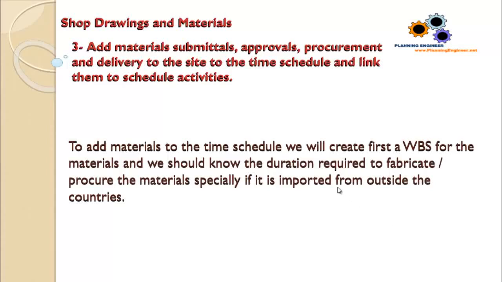Part number 3, add materials, submittals, approval, procurement, and delivery to the site to the time schedule, and link them to the schedule activity. To add materials to the time schedule, we will first create the WBS, work breakdown structure, as we did in the shop drawings. For the materials, it is different from the shop drawing because we should know the duration required to fabricate or procure the materials, especially if it is imported from outside the country.